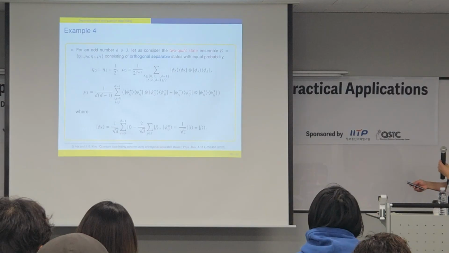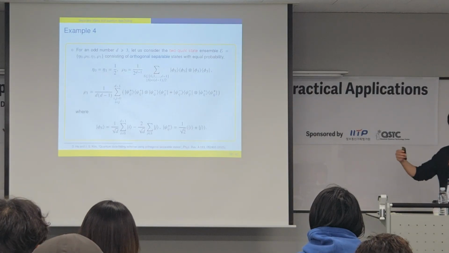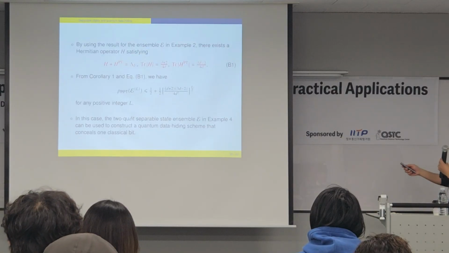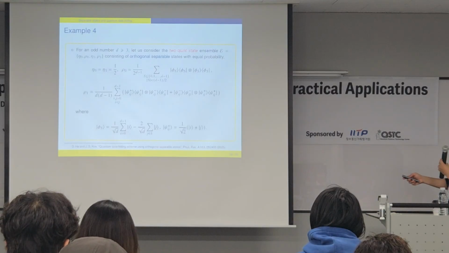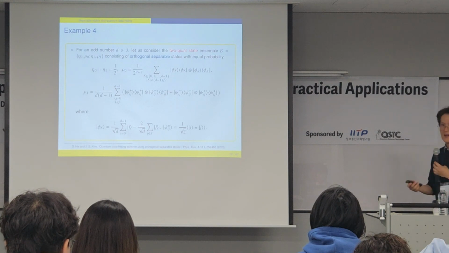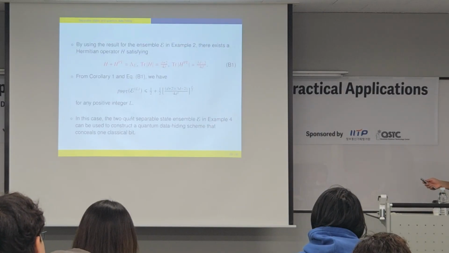Okay, so this is the case when B is larger than 3. This is the previous result. Actually, we could find some quantum state ensemble satisfying the corollary, which is a stronger version. By using this, we could construct quantum data hiding to hide one bit of information. This is the derivation, so maybe you can look up the paper for the detail.